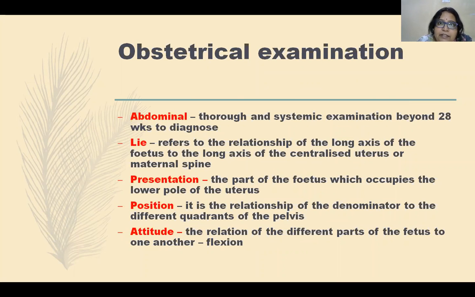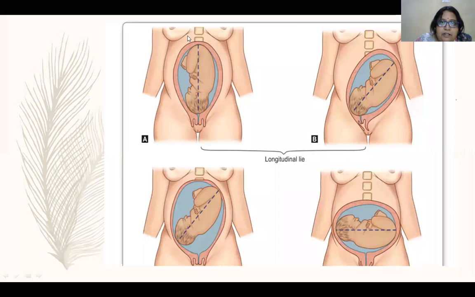What is a lie? Lie is the relationship of the long axis of the fetus to the uterus, if centralized, or to the maternal spine. This here, the long axis of the fetus compared to the maternal spine, or this is a centralized uterus. This is not a centralized uterus. In such cases, you cannot compare the lie with the long axis of the uterus. Only when the uterus is centralized, you can compare the long axis of the fetus with that of the uterus or with that of the maternal spine.